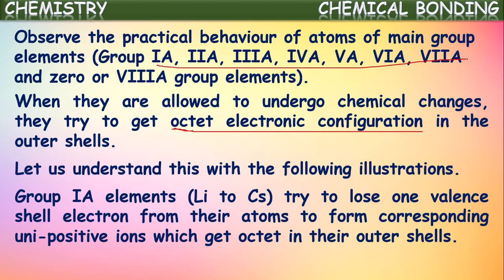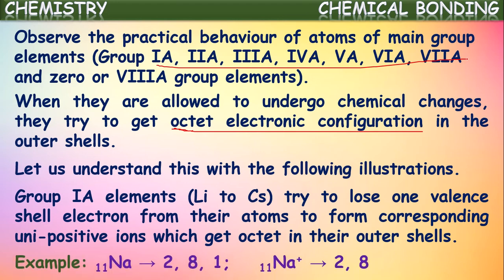So these 1A group elements will try to lose one valence shell electron from their atoms to form the corresponding unipositive ions, which get an octet in their outermost shell. By losing one electron, they get the octet configuration of the nearest noble gas. For example, sodium configuration is 2, 8, 1, which means in the outermost shell it has only one electron. If it loses this electron, its configuration becomes 2, 8, which is the stable electronic configuration of the nearest noble gas neon. So when it participates in chemical reactions, sodium will lose one electron and get the octet configuration of the nearest noble gas neon.